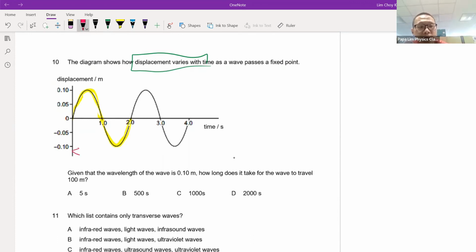For one cycle here, it's actually time for one cycle. Time for one cycle refers to the period of the wave, capital T. And for the displacement-time graph, the distance from the equilibrium position to the crest is what we call the amplitude of the wave. These are some characteristics of the wave that you might want to take note of.